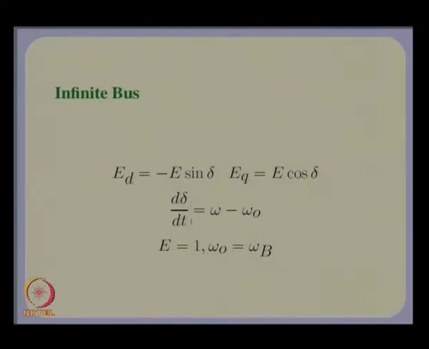This is one differential equation here. Remember that in this system, we assume E is equal to 1 and the frequency omega naught of the infinite bus is equal to the nominal or base frequency. This is data which I am giving to you. E could be 1.1 also, or the frequency of the infinite bus could be slightly higher or lower than the nominal speed, but for simplicity let us assume E is equal to 1 and omega naught is equal to omega b. So, we are assuming that the infinite bus frequency is the nominal frequency for the synchronous machine.